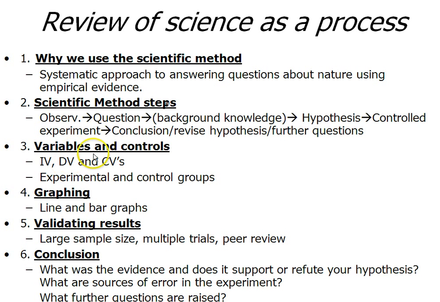And then some control variables are things that we want to keep the same to make sure that our results are only as a result of changing the independent variable. Control variables might be like the temperature the plants are in, how much water they're getting, things that might affect the results. Who waters the plant really doesn't matter, because it wouldn't change the results as long as they're getting the same amount of water.